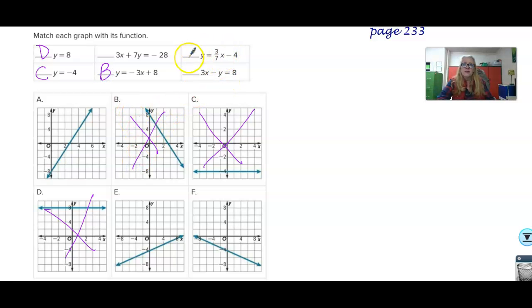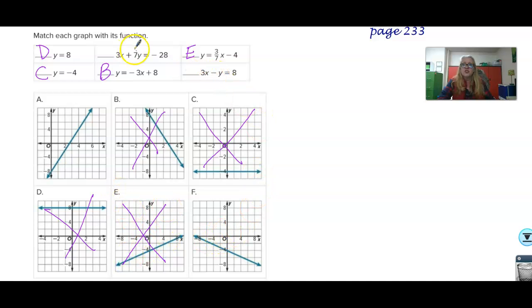Okay. This one's also in slope-intercept form, so we know this one intersects y at -4 and has a positive slope of 3/7. Well, it's got to be E, because E intersects y at -4 and goes up 3, right 7. Yeah, that E's our winner there.